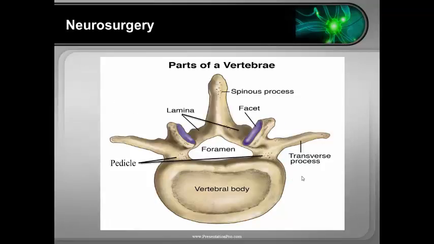After the cervical levels come the thoracic, followed by the lumbar. The thoracic and lumbar levels don't have the foramen for the vertebral arteries, but they still have the vertebral body, pedicle, lamina, and spinous processes. The foramen on this picture is where the spinal cord would travel through. The facet joint is where the vertebrae articulate with one another.